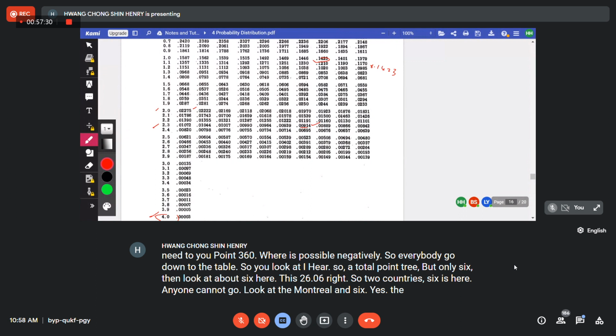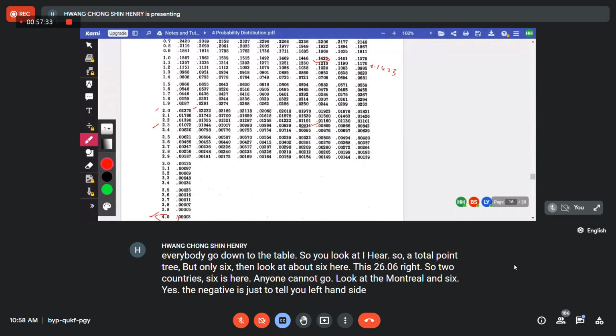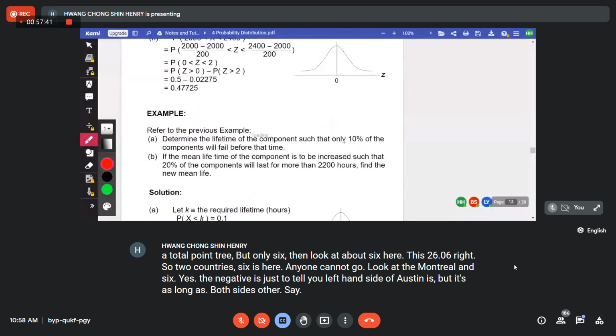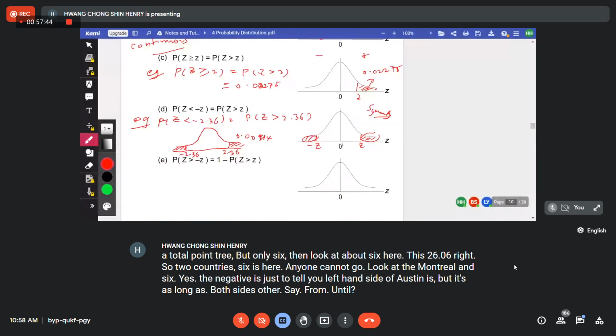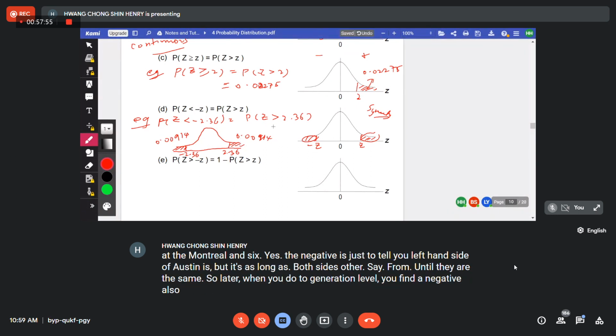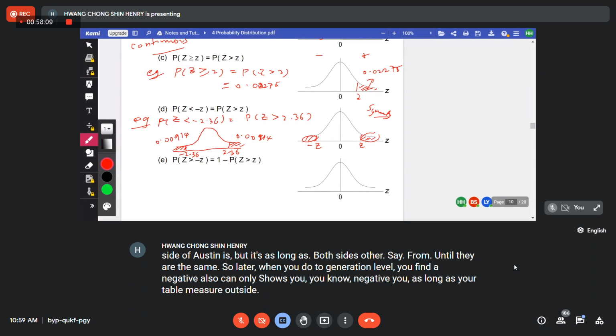Yes, the negative is just to tell you left hand side, or positive is right hand side. As long as both sides are the same. I told you the negative and positive are just to tell you whether it's left or right. They are the same one. So later when you do tutorial questions or whatever, you can find the negative also can, you can find the positive also can. If the question asks you right hand side, you do the right hand side. If the question is negative, you do the left hand side. As long as your table measures outside up, not inside up.